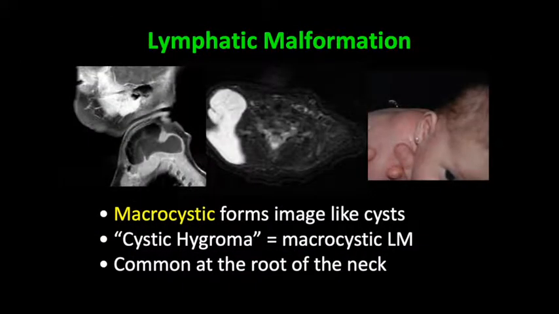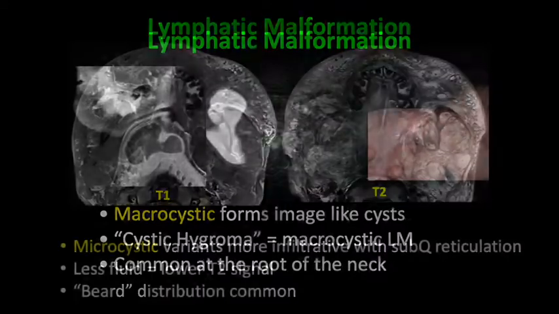So the macrocystic forms have been called cystic hygroma. That's a term we want to move away from. The suffix -oma kind of implies tumor, and of course we know these are malformations and not tumors. This location at the root of the neck in the axilla is very common, and you can see this non-enhancing, very T2 hyperintense lesion in a very classic location for a macrocystic lymphatic malformation in a child.